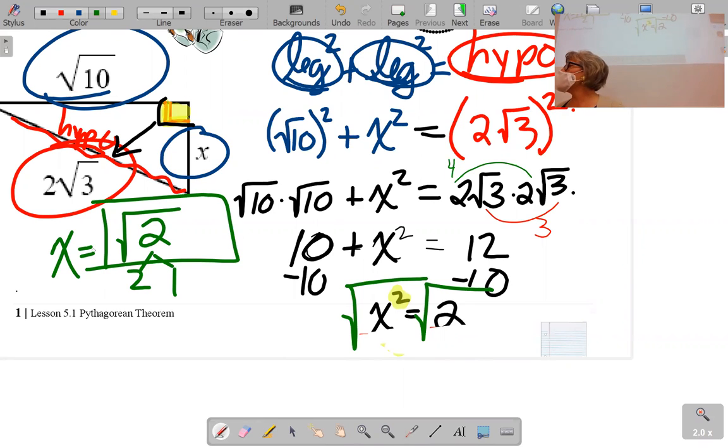Wait, so x equals root 2? x equals root 2, and you're done. That's it, friends. It makes sense. Okay.